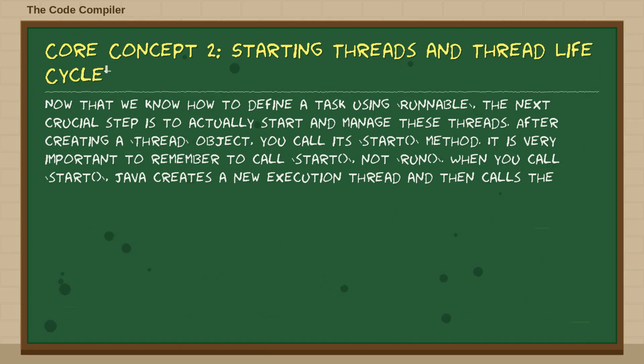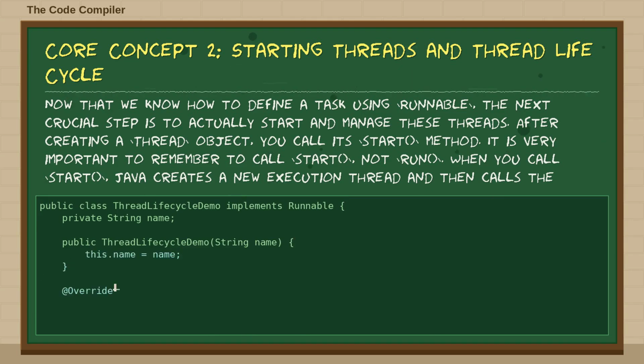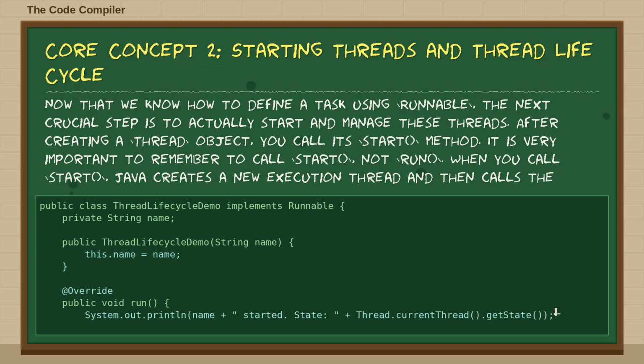Threads also have a life cycle, moving through states like new, runnable, running, blocked, and terminated. For example, a thread might enter a blocked state if it is waiting for some input or a resource. You can also temporarily pause a thread using Thread.sleep, which causes the current thread to pause its execution for a specified number of milliseconds. This is useful for simulating work or staggering operations.